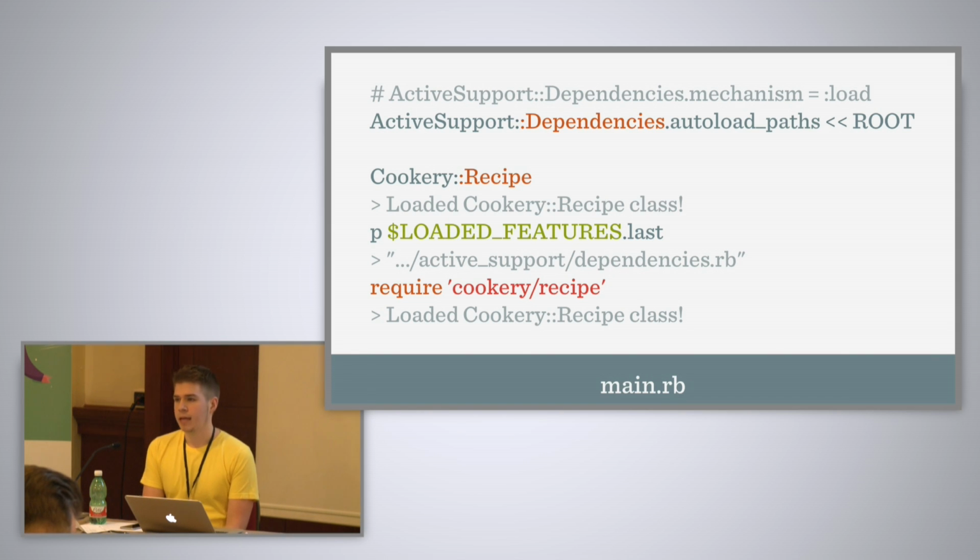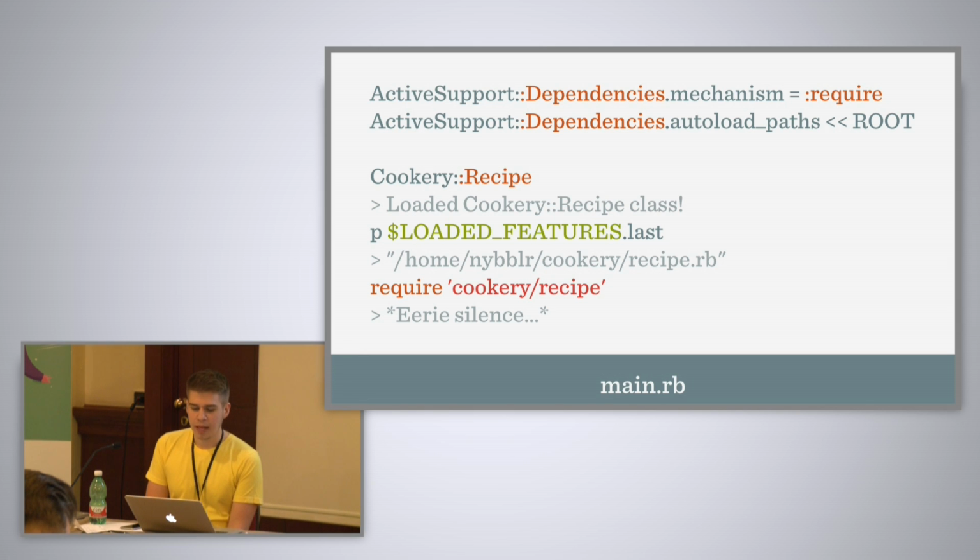So that very top line I've commented out, but this is the default behavior. The default loading mechanism for autoloading is to use Kernel.load, not Kernel.require. So that means that if later on we decide to do any manual requires in our code, we're going to have to change the mechanism. Because if we don't, we'll have the issue we had on this last slide, which is if we use autoloading to load Cookery::Recipe and then do a manual require at the bottom, it's going to load that file twice.